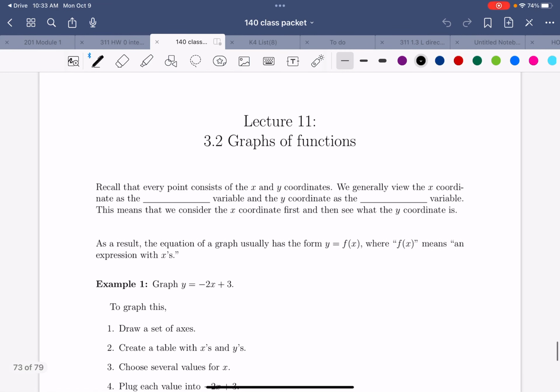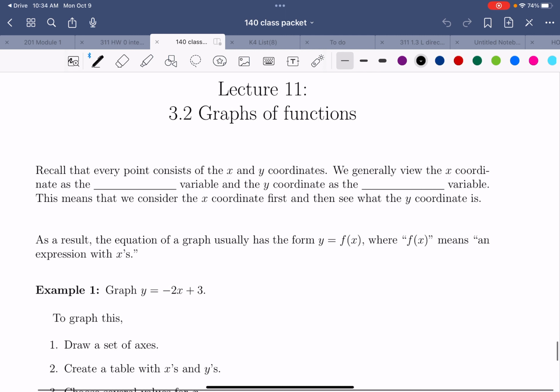Hi all, this is lecture 11, section 3.2, graphs of functions. So far we have talked about the coordinate plane and how we graph points, how we find the distance between 2 points, and how we find the midpoint of 2 points. So now what we want to do is start thinking about graphing things that are more involved than that.